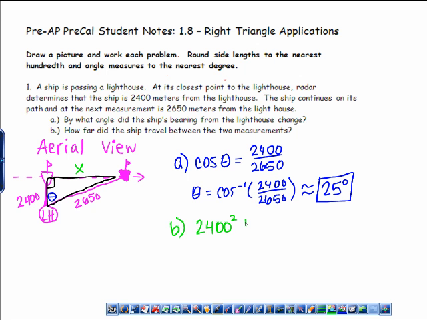2,400 squared plus x squared equals 2,650 squared. You would subtract, take the square root, and when you round to the nearest hundredth, which is 2 decimal places, you would get 1123.61, and let's make sure we put our units on there, which is meters. Let's move on to the next problem.